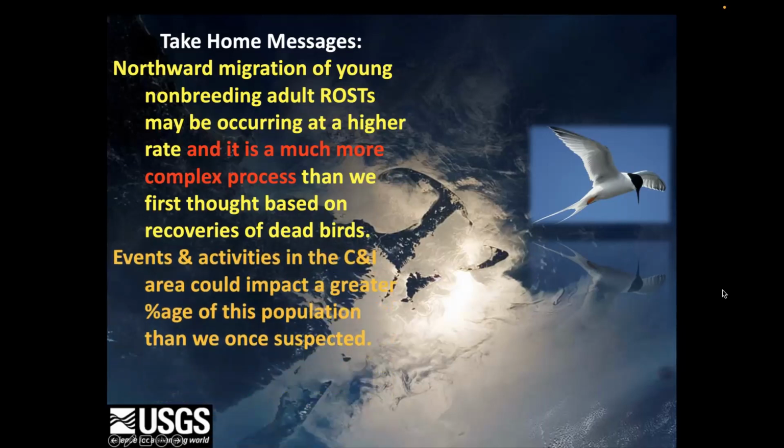And the events and activities in this area could impact a much greater percentage of the population than we once suspected. Even though they're not, there's a good number that breed there in the western part of Cape Cod. Basically, almost all these guys are coming to the Cape at some point before they leave to head to South America. And the proof of this is, like I said before, Hurricane Bob in 1991 virtually wiped out the entire cohort of young birds that had been produced that year.